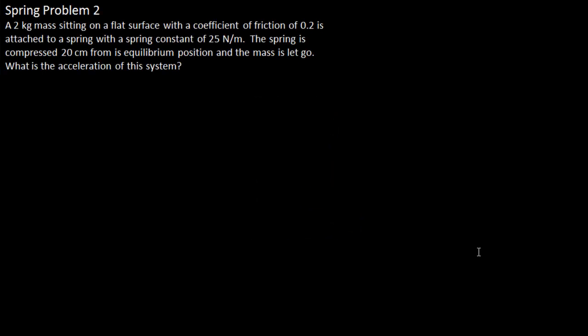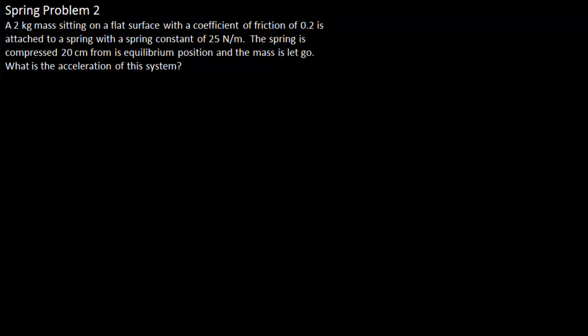Let's work through another spring problem. This problem states a 2 kilogram mass sitting on a flat surface with a coefficient of friction of 0.2 is attached to a spring with a spring constant of 25 newtons per meter. The spring is compressed 20 centimeters from its equilibrium position and the mass is let go. And we want to know what is the acceleration of this system.